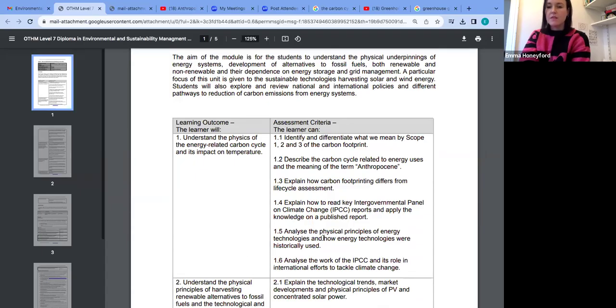Analyse the physical principles of energy technologies and how energy technologies were historically used. And 1.6, we will look at how to analyse the work of the IPCC and its role in driving international efforts to tackle climate change. Okay, so I will bring up the slides now.